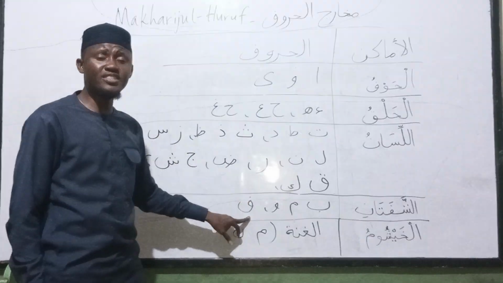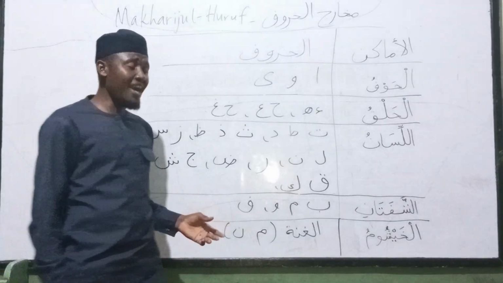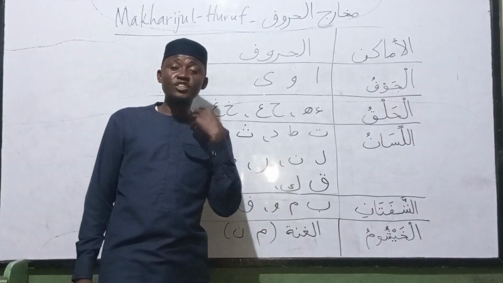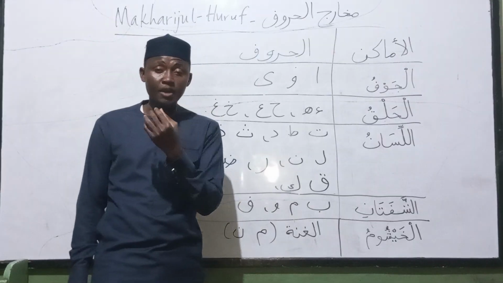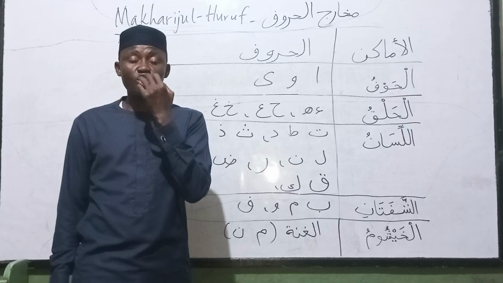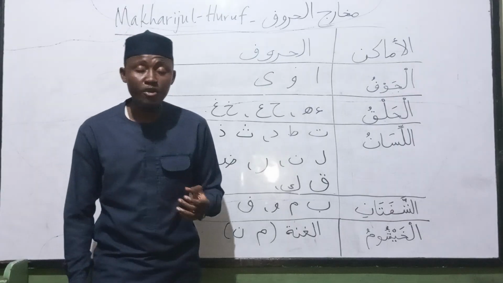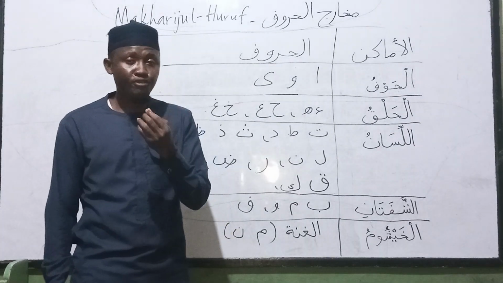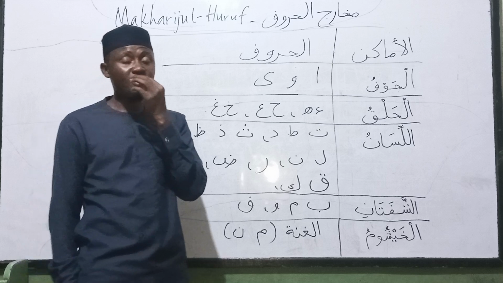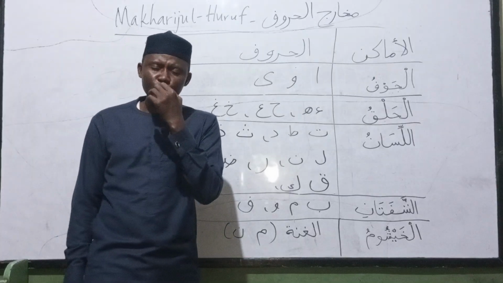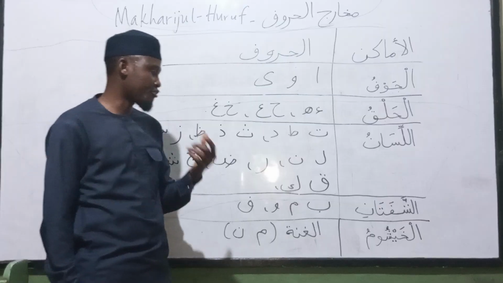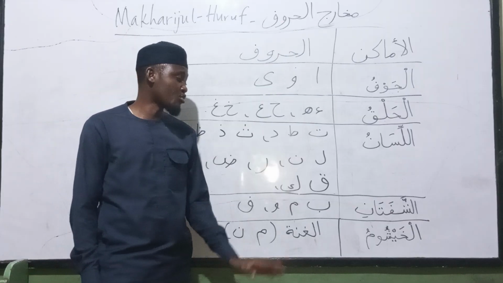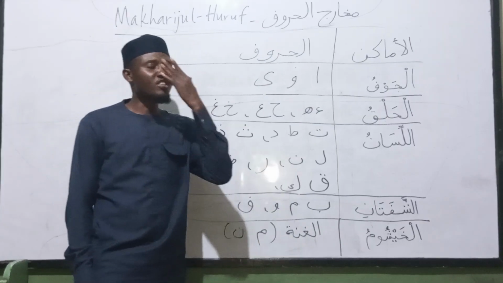The next one is the fa. Now, fa is different from these ones in that it only requires the lower lip to articulate: the lower lip and the upper teeth. Af. You see, almost touching completely. Just a little space that the air comes out from.